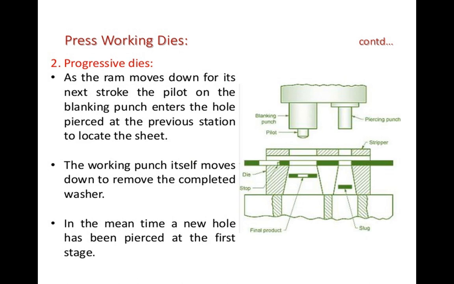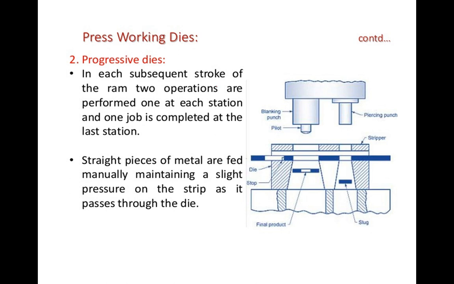As the ram moves downward for its next stroke, the pilot on the blanking punch enters the hole, peers at the previous station to locate the seat. The working punch itself moves down to remove the completed washer. In the meantime, a new hole has been pierced at the first stage. So in each subsequent stroke of the ram, two operations are performed, one at each station, and one job is completed at the last station.